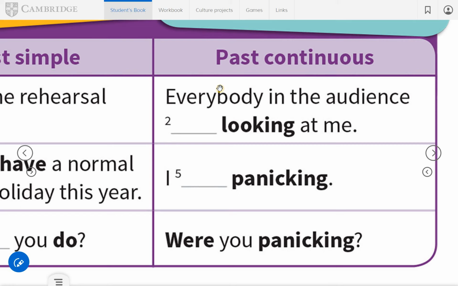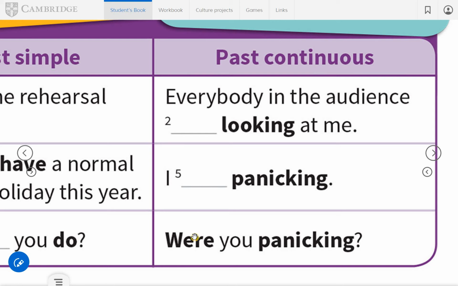And simply, we use the past verb to be forms with past continuous followed by verb ing forms, like was plus verb ing, were plus verb ing. As in the example, everybody in the audience was looking at me. Okay, and in the second example, I wasn't panicking, and if the subject pronoun was, let's say, they, it was supposed to be were plus verb ing, which is they weren't panicking.